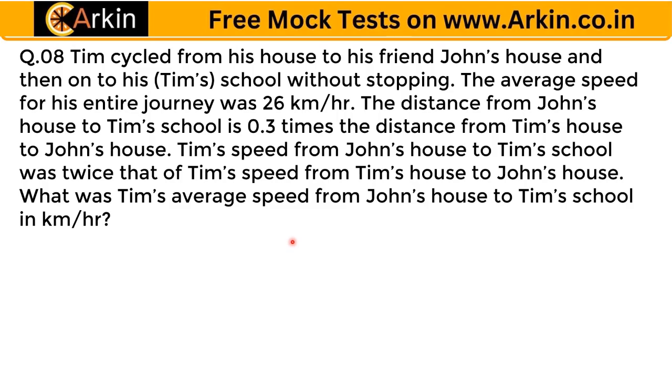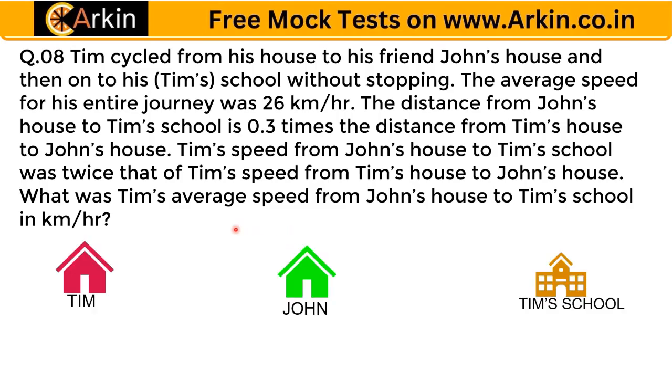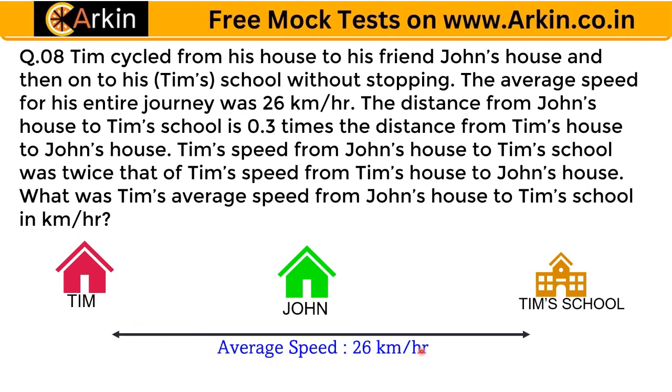So for this question, let us first jot down all the information. It says Tim cycled from his house to his friend John's house and then to his school without stopping. So he started from here, went to John's house, then to his school. The average speed was 26 km per hour. The distance from John's house to Tim's school is 0.3 times the distance from Tim's house to John's house.